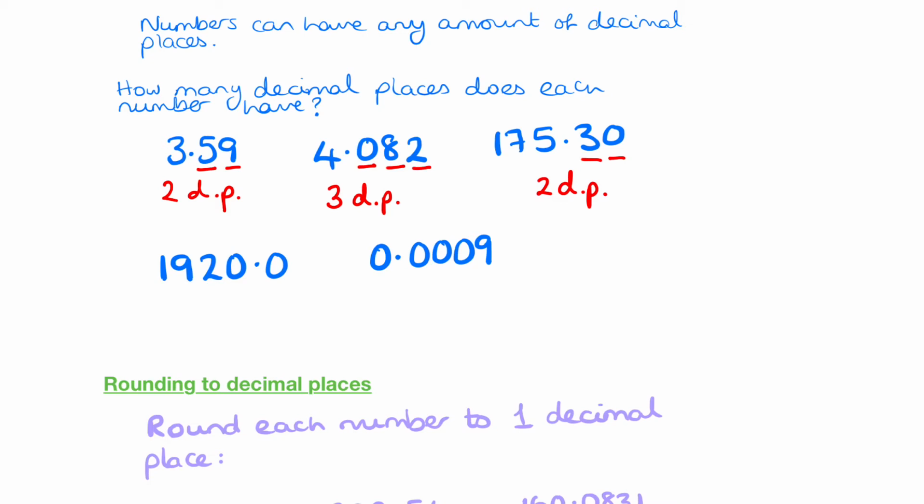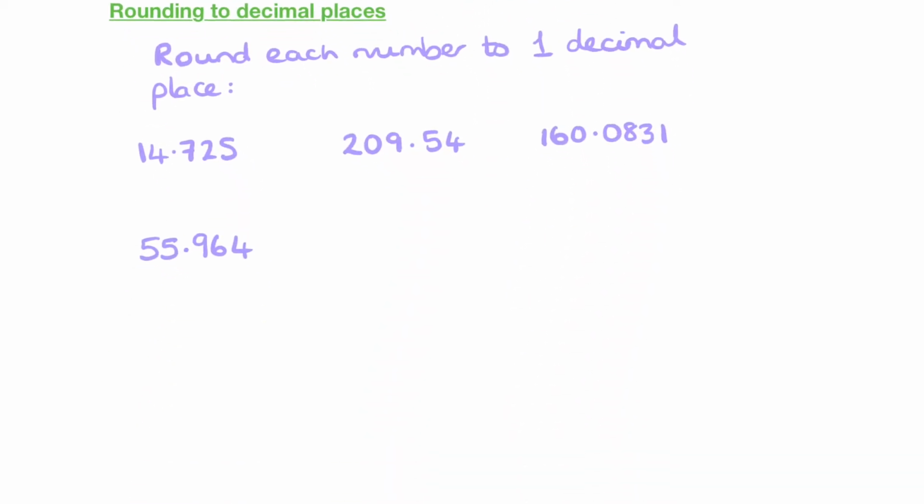Okay, next one, 1920.0. We've got just 1 number after the decimal point, so we've got 1 decimal place there. And then the last one, we've got 1, 2, 3, 4 digits after the decimal point, so that number has 4 decimal places. Okay, so that's the first step, is being able to identify how many decimal places a number has got. So now we're going to look at rounding to decimal places.